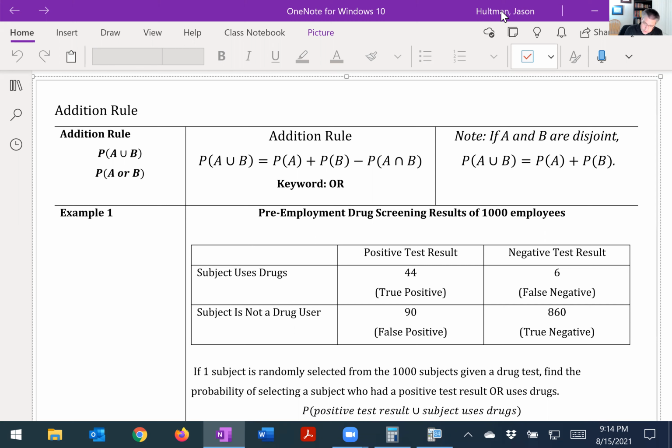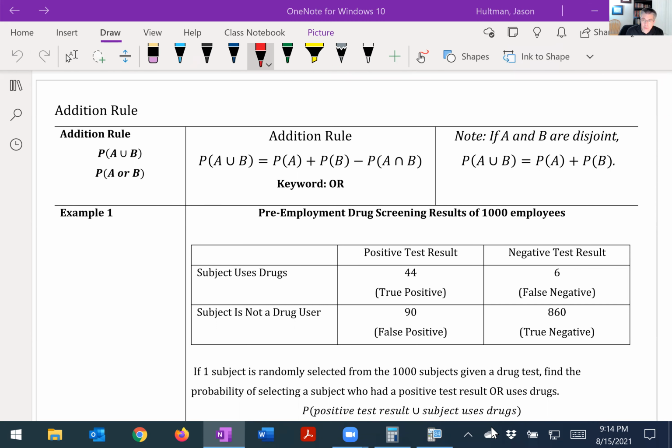Okay, so we have the addition rule to go over today. The probability of A union B, or A or B, remember those Venn diagrams that we went over. We'll look at them again as well. But the probability of A union B is the probability of A plus the probability of B minus the overlap. This is the probability of A intersection B, that's the overlap. And we do not want to count that overlap twice.